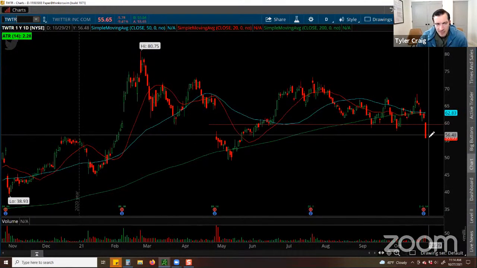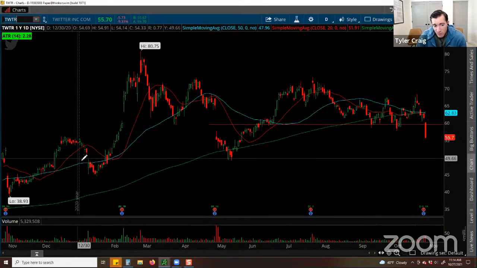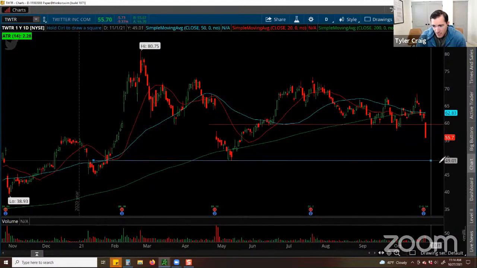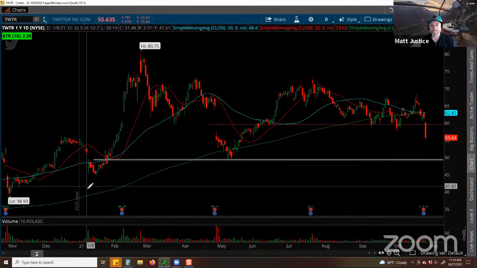I hate this even more than Visa because it already broke major support. It's below all the MAs. And it doesn't really have much till $50. I mean, this can go down another $6 here, another 10%, like nothing. Now, again, $50 is a different price threshold. Maybe we see some double bottom. Maybe we start getting through some of this. But as of right now, this is just garbage. Just an absolutely trash chart. And I say that with all the respect it deserves. It is a trash of a chart type scenario right now.